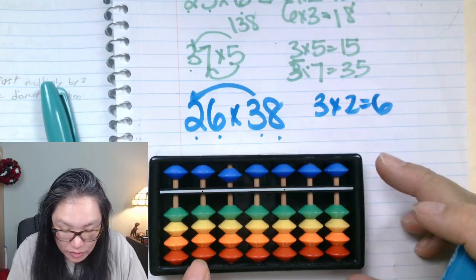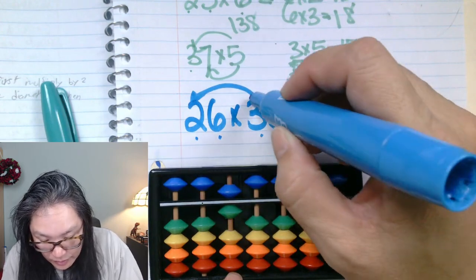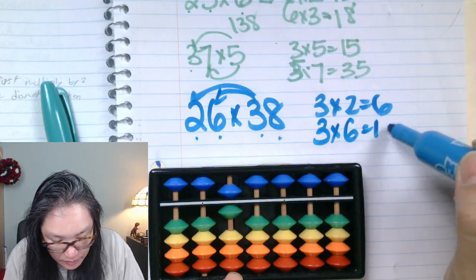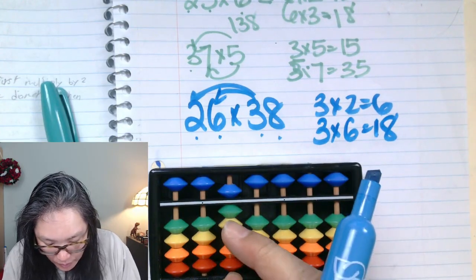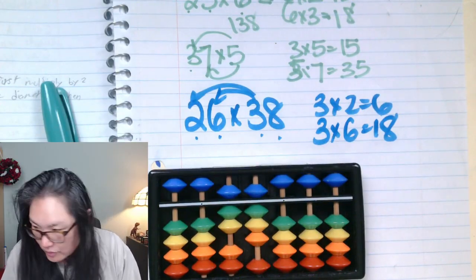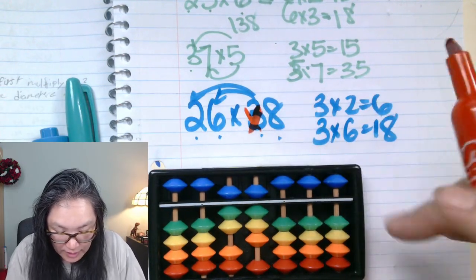6 is a single digit, so I go back one column and I add my 6. And then we do 3 times 6 is equal to 18. I add my 1, I add my 8. All right, that's fine. So now what do we do? Well, we finished this, so we have to recount.